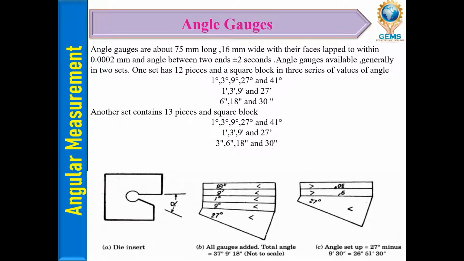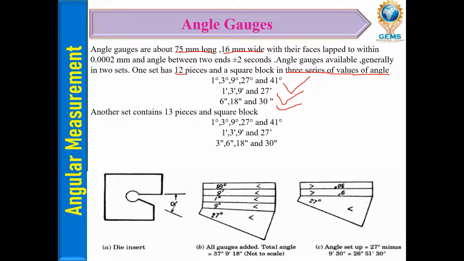The angle gauges are about 75 mm long and 16 mm wide, with their faces lapped to within 0.002 mm and the angle between the two ends accurate to plus or minus 2 seconds. The angle gauges are generally available in two sets. One set has 12 pieces and a square block, in three series of values of angle. What are the three series? Degrees, then minutes, and then seconds.